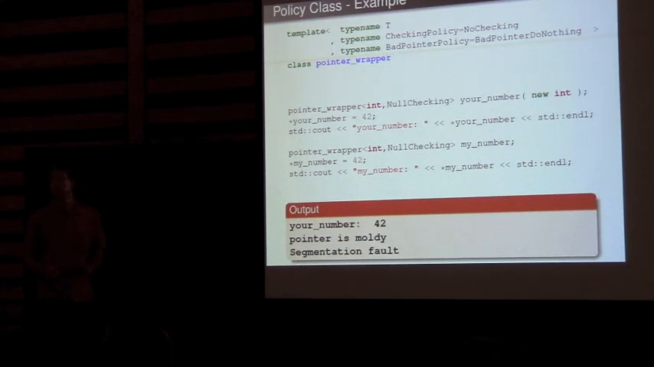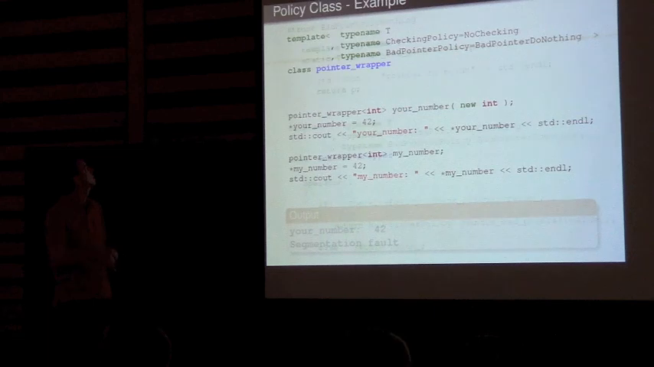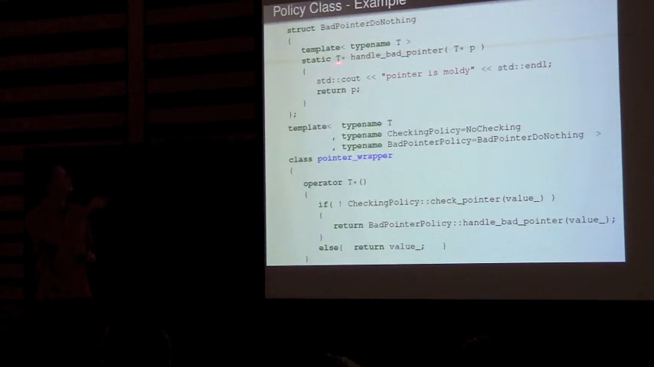Okay, so the keys to policy classes are that they're static. Right? They have static methods so that the compiler can figure out what to do at compile time.